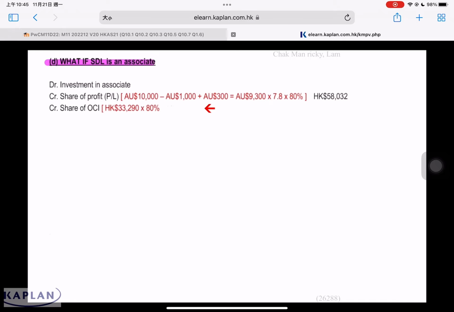33,290 multiplied by 80% plus the 3,725. This is already at 80%. Translation differences we share is equal to 30,357. The total of these two will be equal to 88,389. This will be the adjustment entry if SDL is an associate.